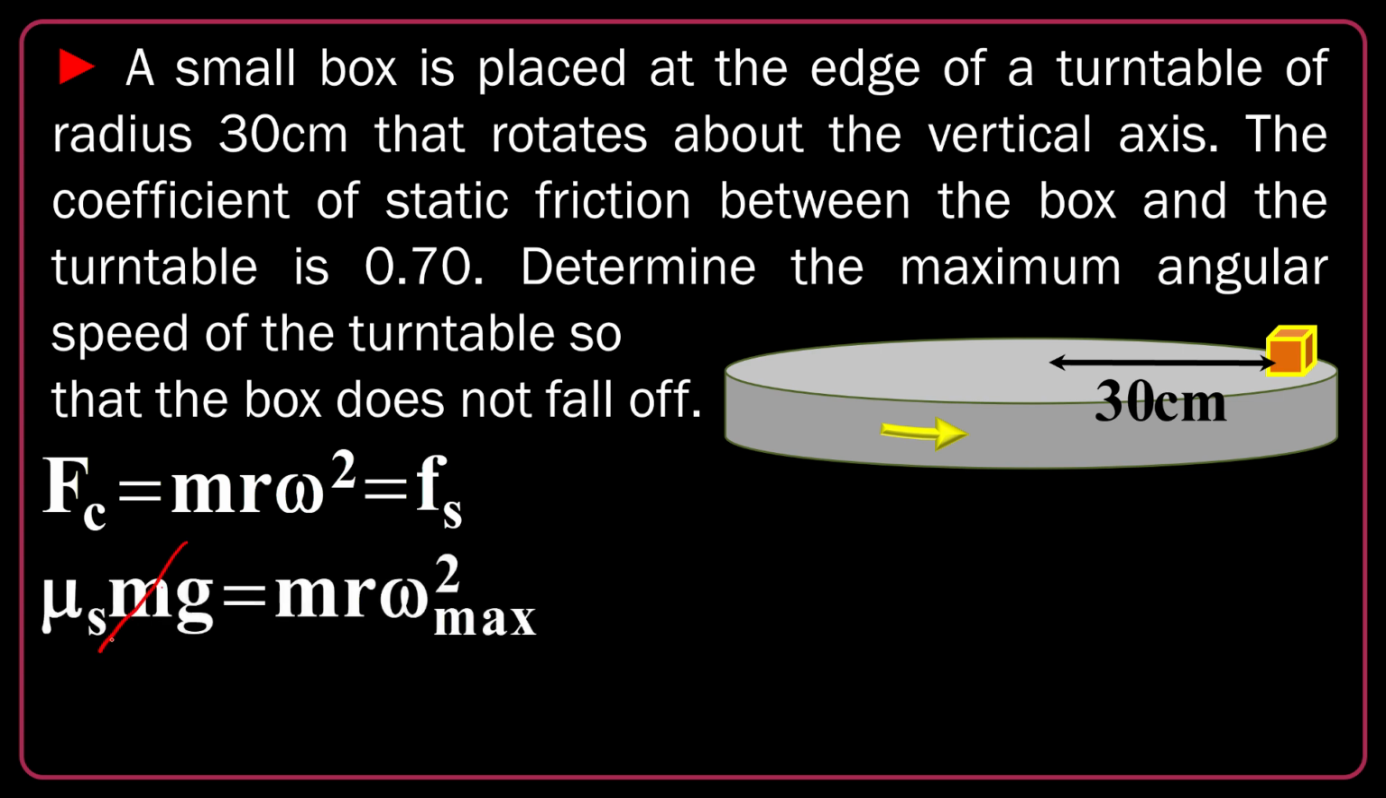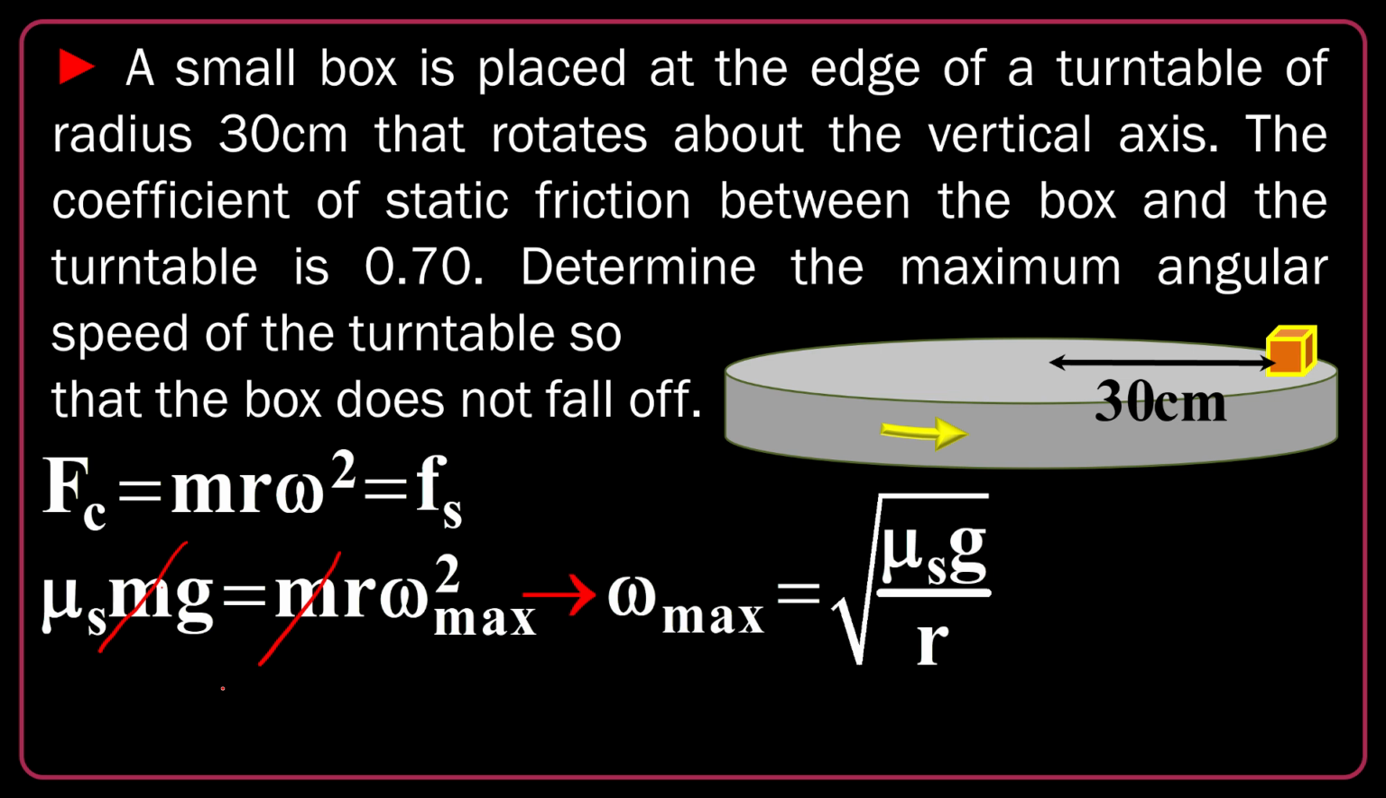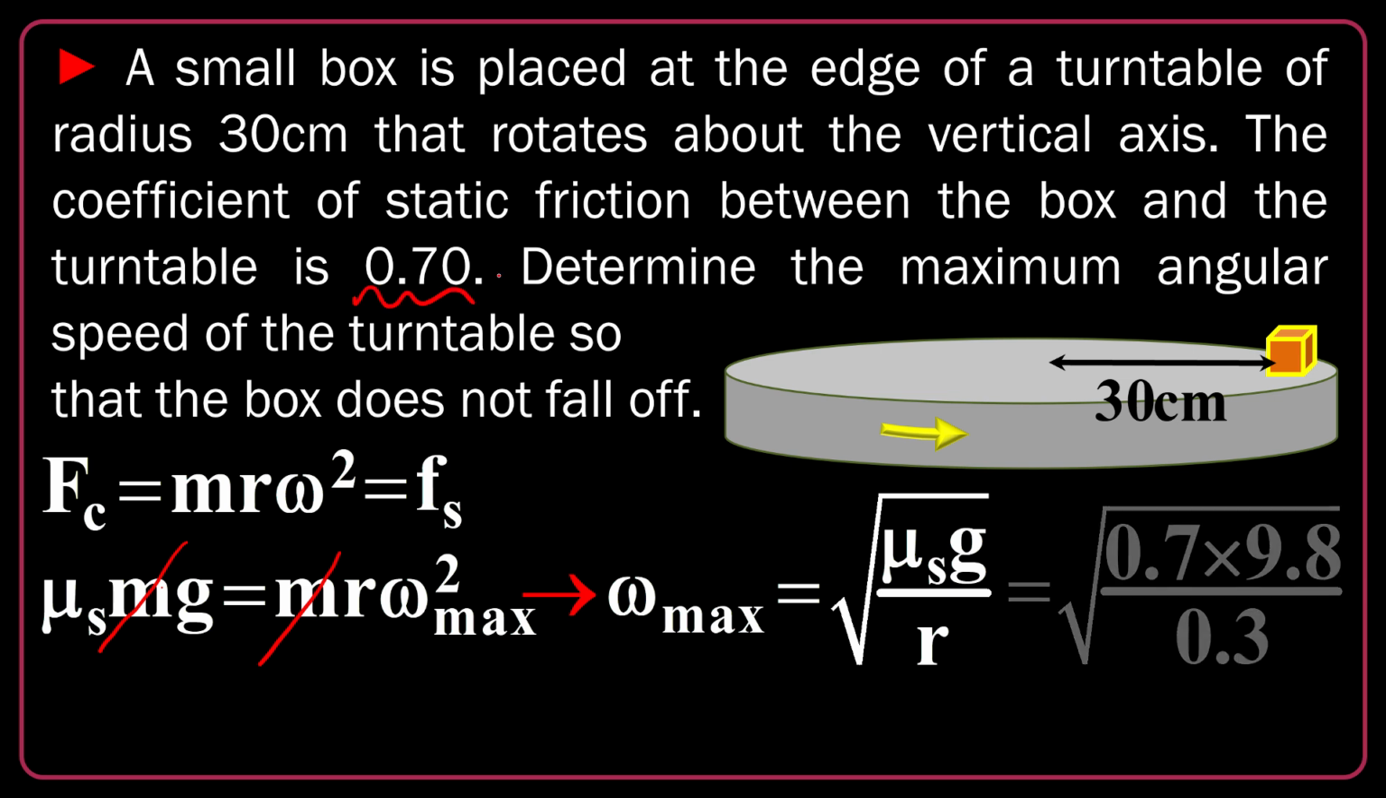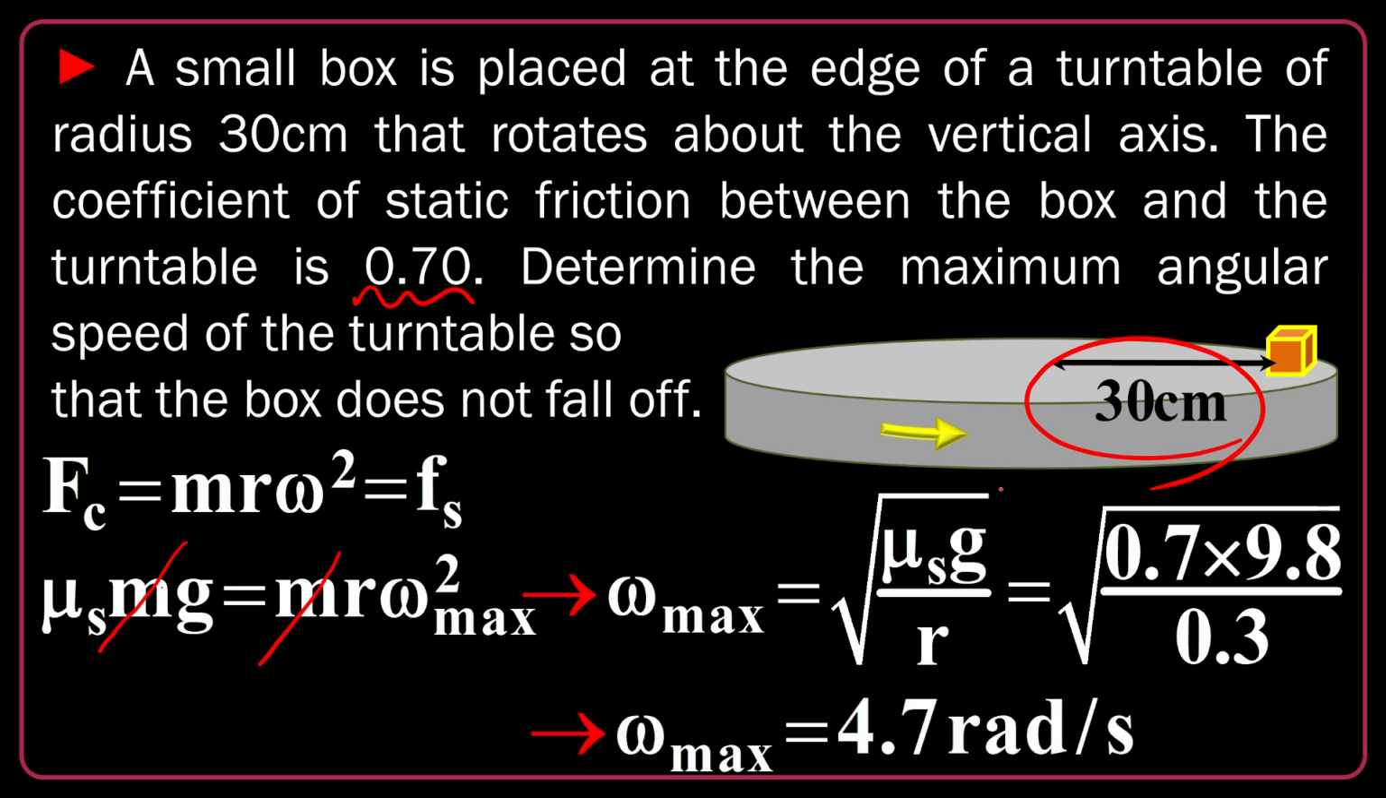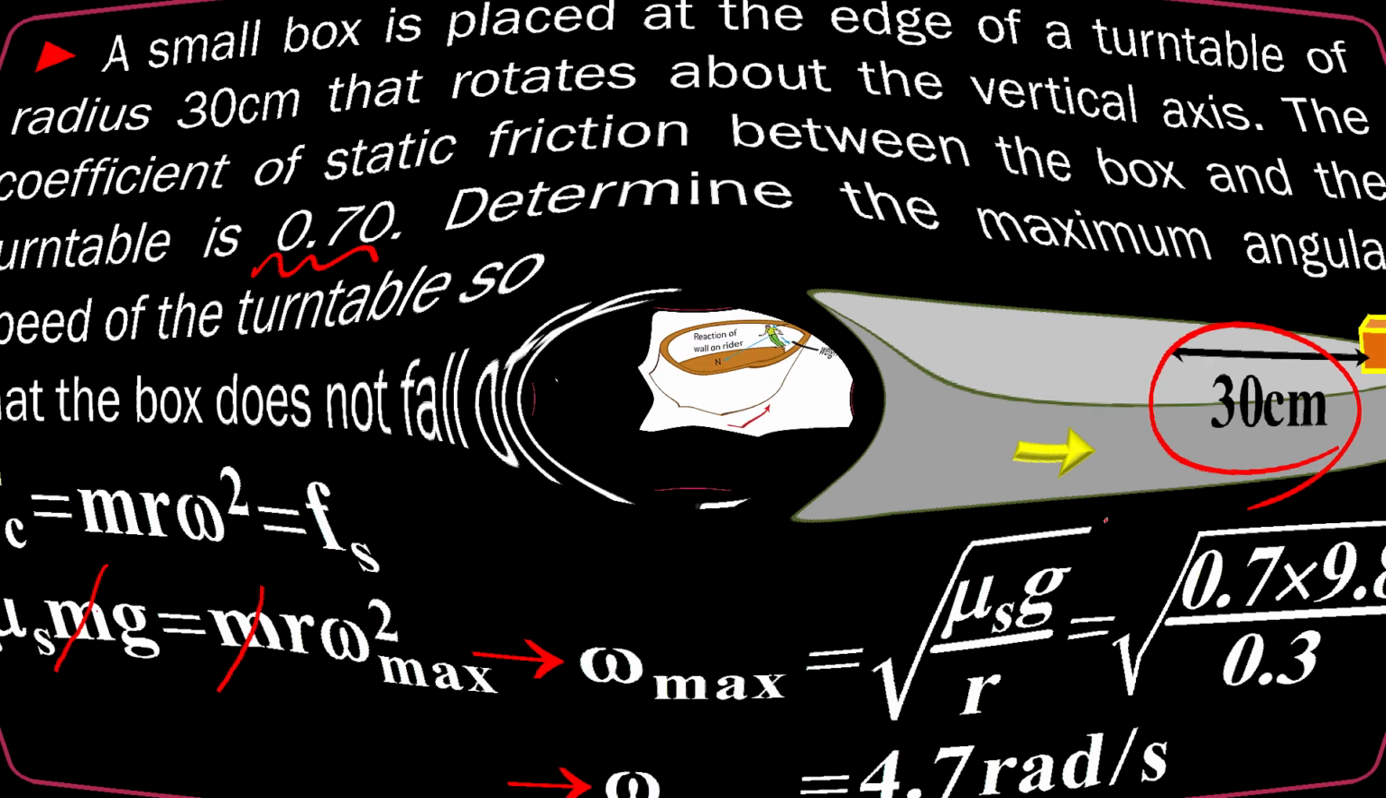And then I can again drop m and find the omega max to be the square root of mu s g divided by r. Here the coefficient of static friction is given to be 0.7. Let's take the gravitational acceleration to be 9.8, and it's divided by 0.3. Here is the radius of the circle converted to SI units. And finally, the omega is going to be 4.7 radians per second. Maximum safe omega to avoid the object falling off.